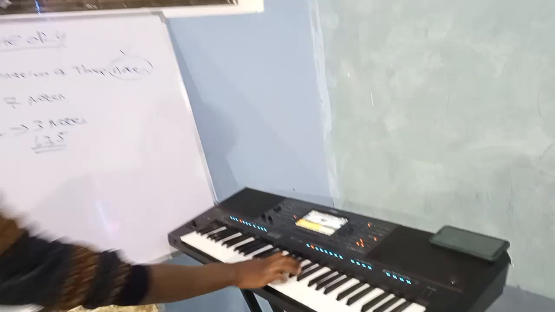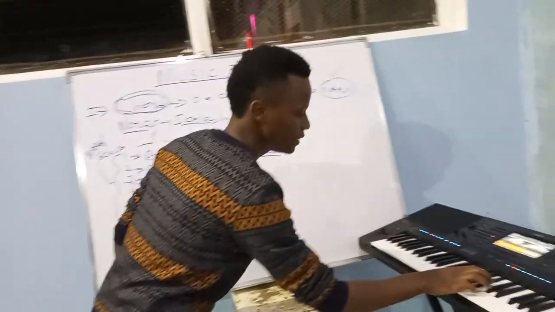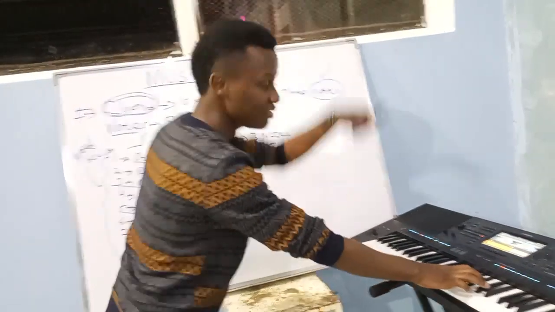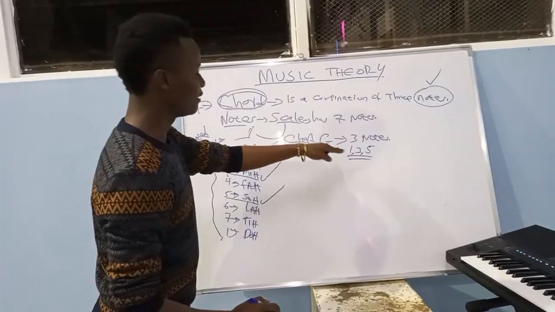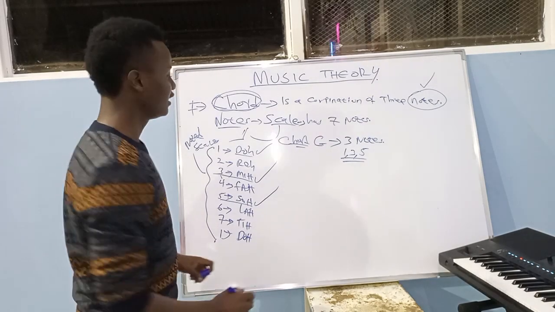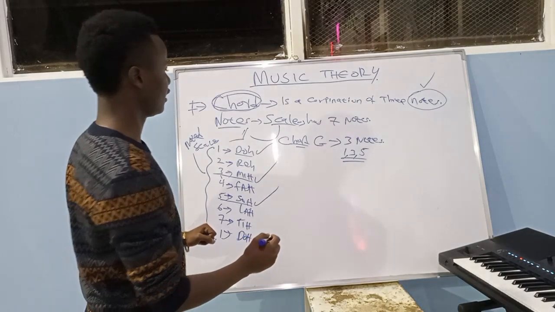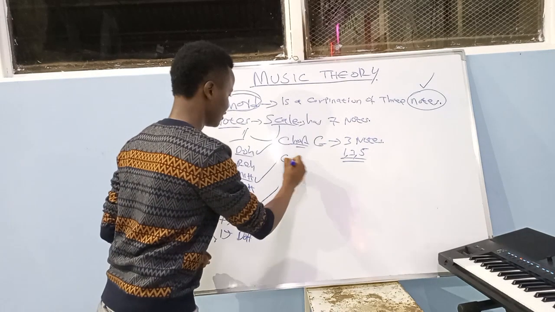Do, mi, so. That is do, mi, so. Do, mi, so. So a G chord is made up of 3 notes. Then from there, we are going to look at the notes themselves, the notes in key G.